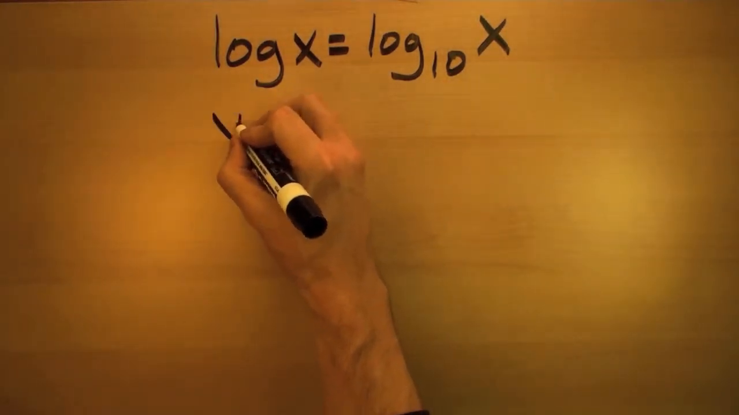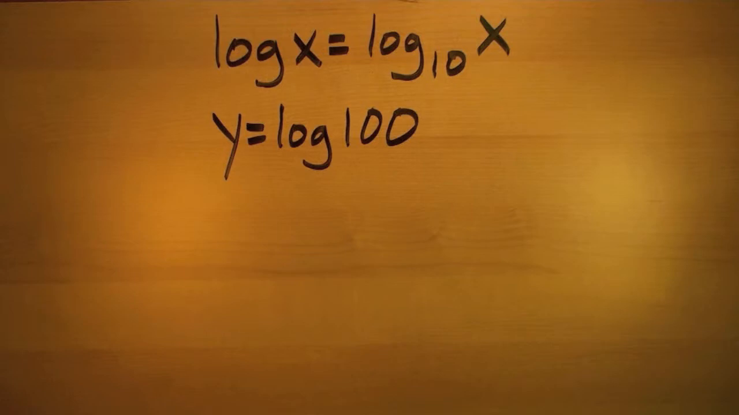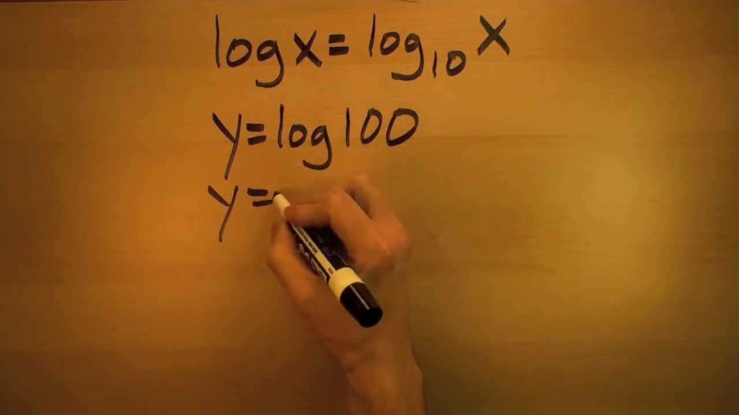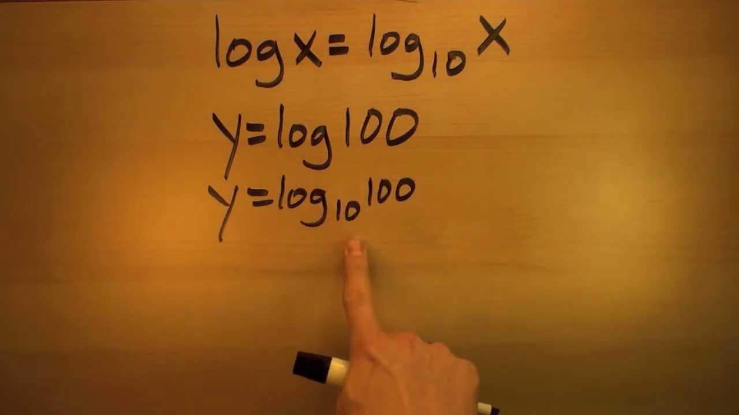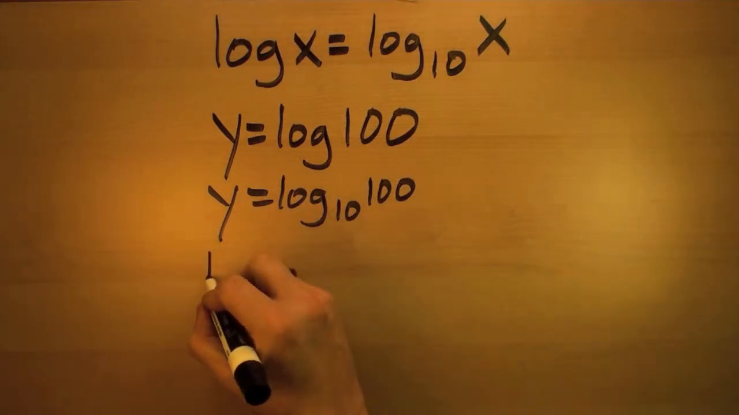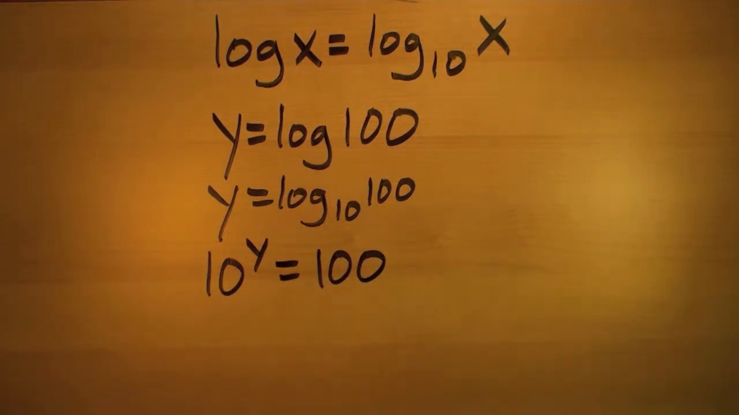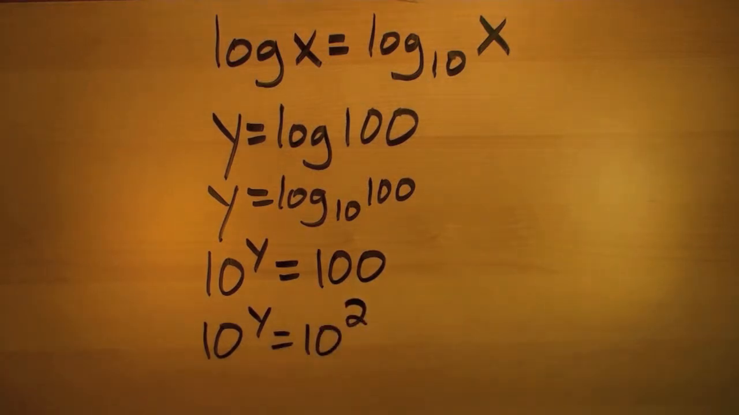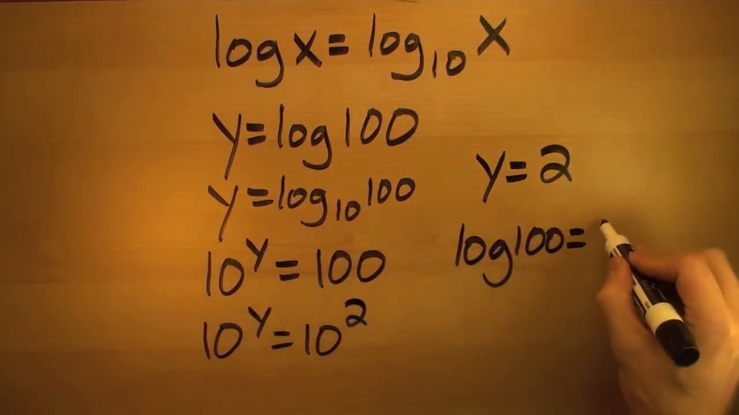So if we look at y equals log 100, we know that with no base indicated, this is really y equals log base 10 of 100. We just don't write the 10 in there, but it's understood to be a 10. So if we convert this to exponential notation, we get 10 to the y equals 100. Converting this to a common base, we get 10 to the y equals 10 squared. So y equals 2, or log 100 equals 2.